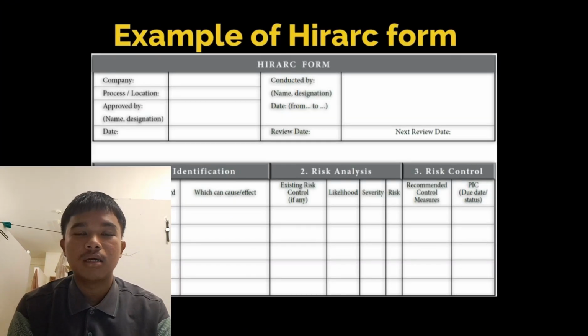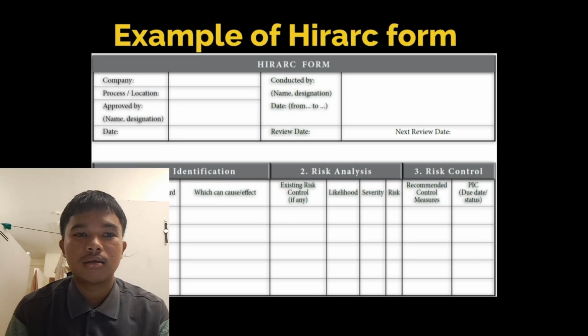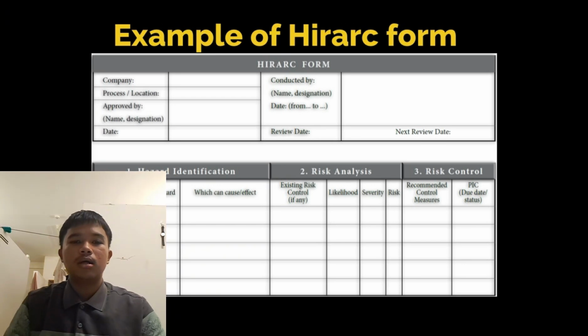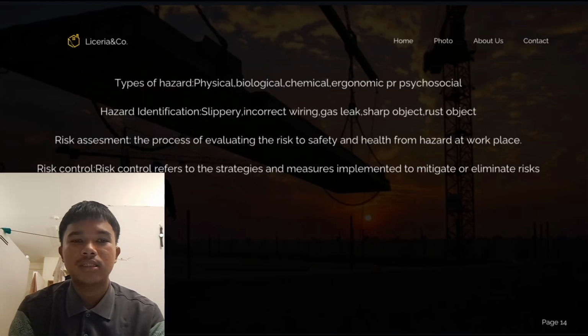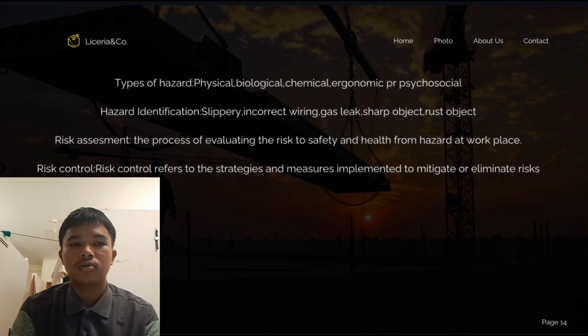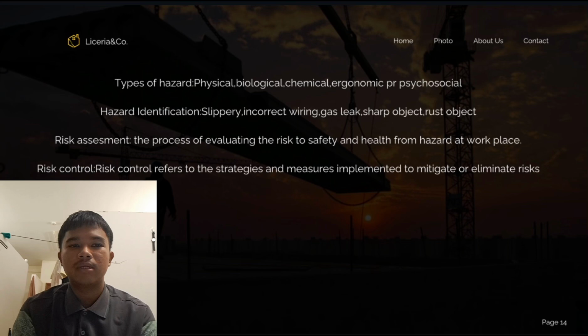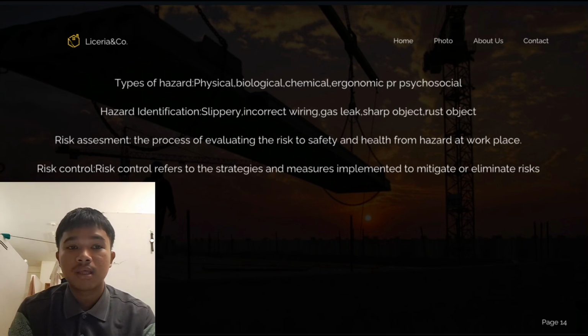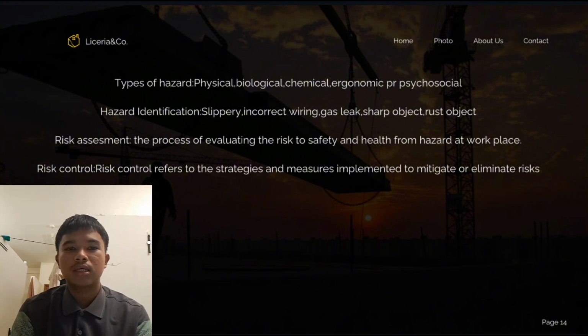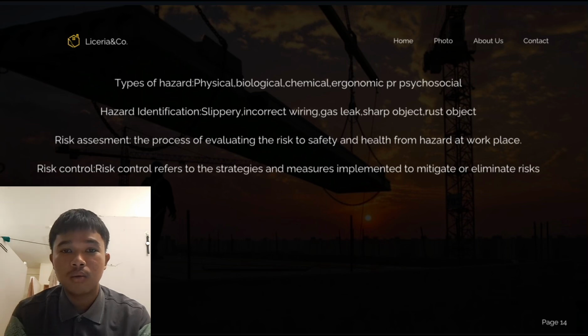Example of HIRAC is in the slide we show. Examples of hazard identification are slippery floors, incorrect wiring, gas leaking, sharp objects and rusty objects. Risk control, for example, refers to the strategies and measures implemented to mitigate or eliminate risk. Risk assessment is the process of evaluating the risk to safety and health from hazards at the workplace.